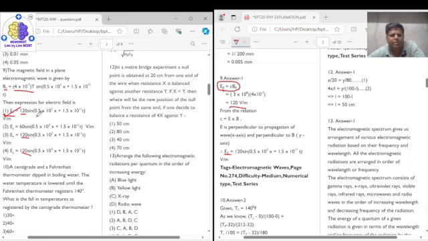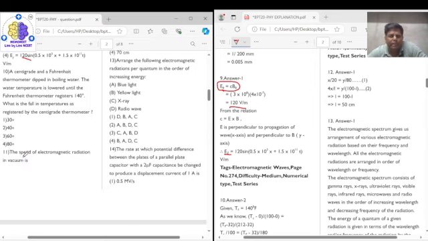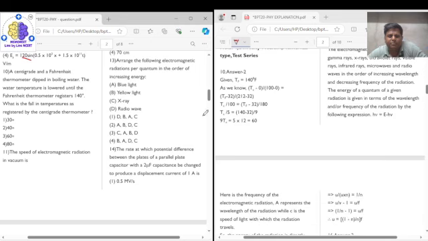The correct answer for question number 9 is option 1. Coming to question number 10. Question number 10 says that a centigrade and a Fahrenheit thermometer are dipped in boiling water. The water temperature is lowered until the Fahrenheit thermometer registers 140 degrees. What is the fall in temperature as registered in the centigrade thermometer? So we have the temperature in Fahrenheit as 140 degrees Fahrenheit.